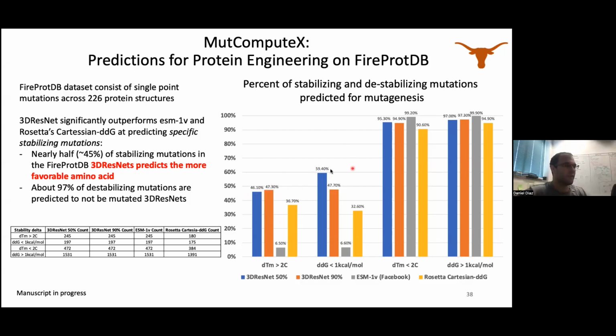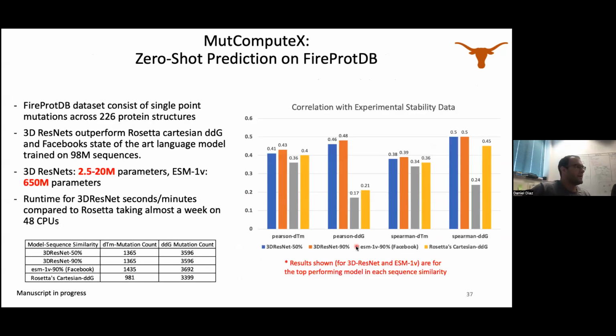And for delta delta G, it was about 45 to 60%, with about 50% being the most common. Now compare that to ESM1V. This is the language model that was getting to about 6.5% at predicting these mutations. And keep in mind that these ResNets are only 2.5 to 20 million parameters compared to ESM1V having 650 million parameters. And these ResNets were trained with 23,000 to 35,000 protein sequences compared to ESM1V being trained with 98 million sequences. So that's kind of surprising there.